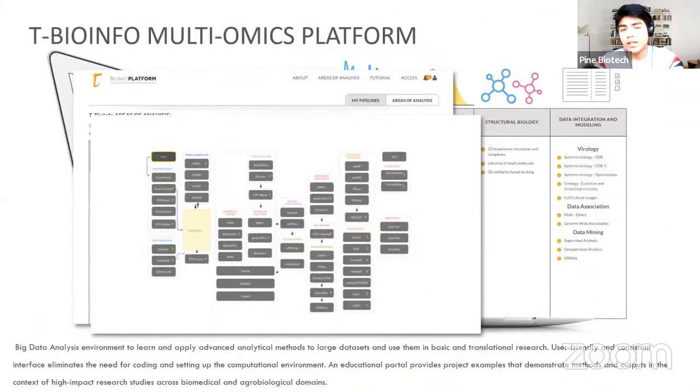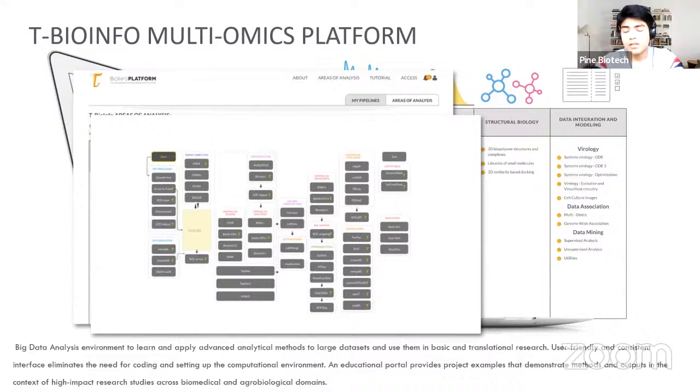Now, I will quickly go over the T-Bioinfo platform because, as we all know, biologists are not very good coders. I mean, that's kind of a usual understanding. Well, many people are expert in coding nowadays. So if you are not an expert in coding, that doesn't mean the end of the world, because at Pine Biotech and OmicsLogic, we have a comprehensive point and click AI enabled cloud based platform where you don't need to write even a single line of code.